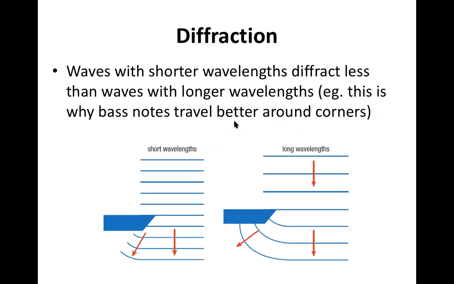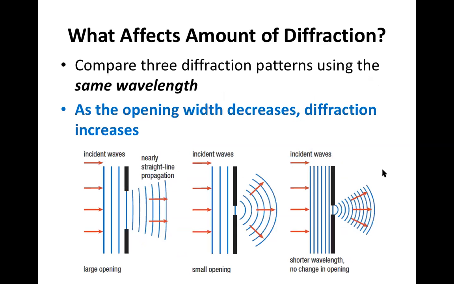This is why bass notes travel better around corners. If you were to hear music blaring from a car or in the distance, chances are it's a bass note, for one reason: those longer wavelengths are better able to diffract.